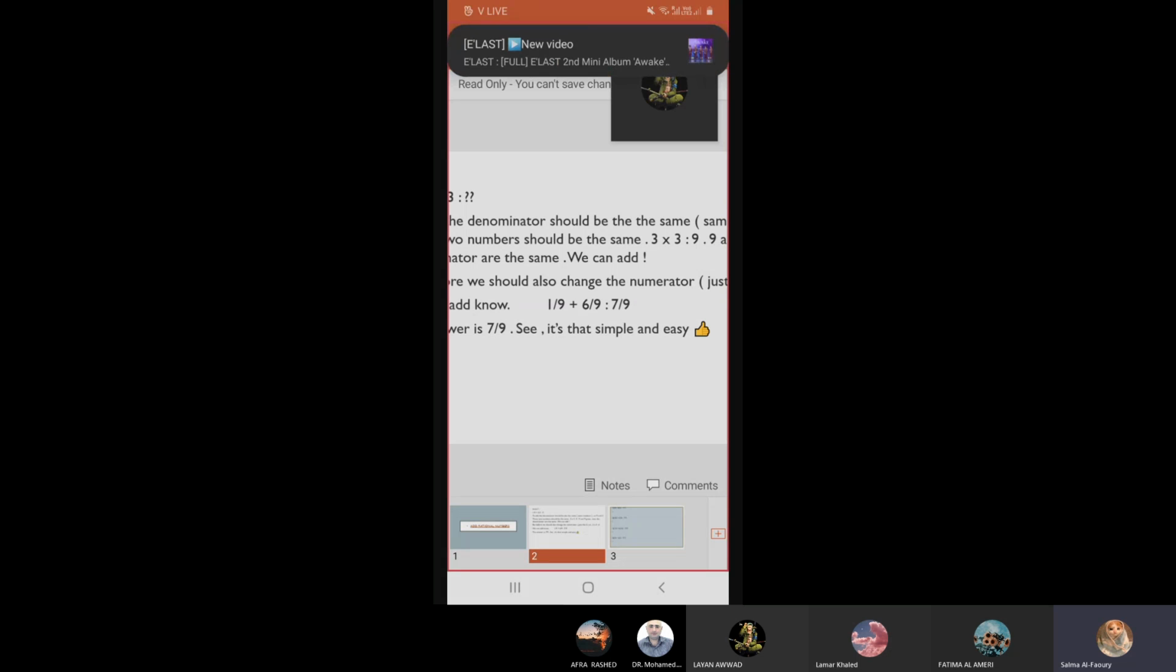We don't add the denominator. We just change them to make sure that they're the same number, but we don't add them. They stay the same. This is why. And 1 plus 6, it's 7. Because to 6, we're gonna add 1, it's 7. It's very simple and easy, but you just have to focus. And when you want to do it, just do it very slowly. Don't be fast and don't get nervous.